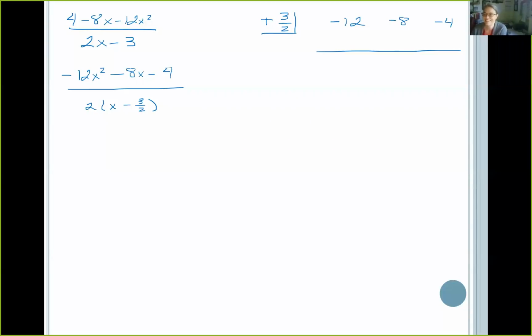Negative 12 times 3/2, that's negative 36 divided by 2 is going to be negative 18. Whoops, sorry, that's not what happens first. What happens first? We drop down the leading coefficient. So I drop my leading coefficient down. Now I take negative 12 times 3/2.